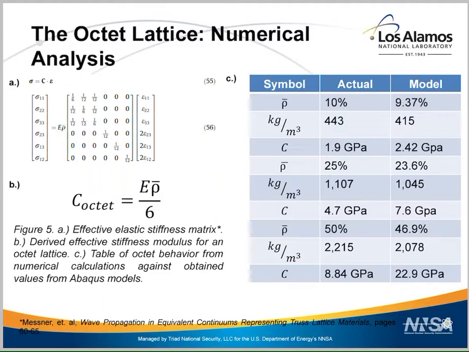For an octet lattice that is subjected to a displacement in the y-axis, the effective stiffness modulus simplifies to C equals E, the Young's modulus of the material, times rho bar, the relative density of the lattice, all divided by 6. Now, in comparison to the actual relative density of the lattice to the Abaqus model of the lattice, the data is shown in Figure 5c, with their respective relative density in percent and kilograms over meters cubed, and calculated effective Young's modulus.